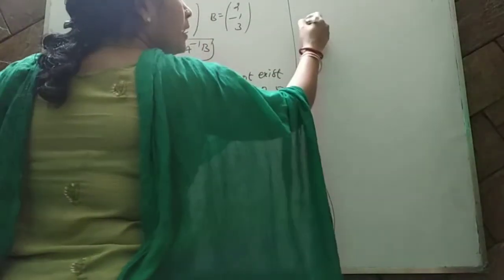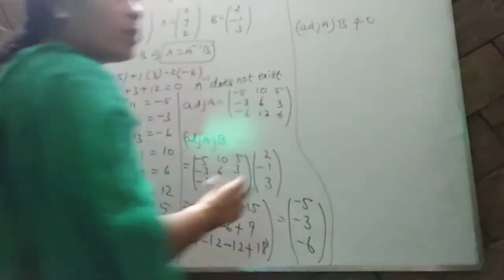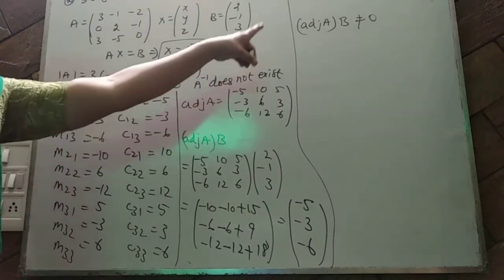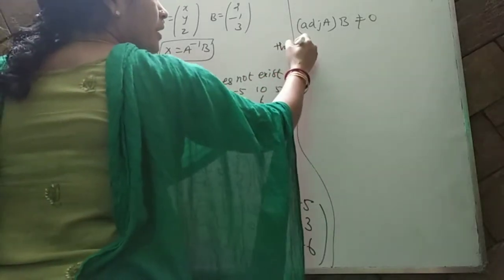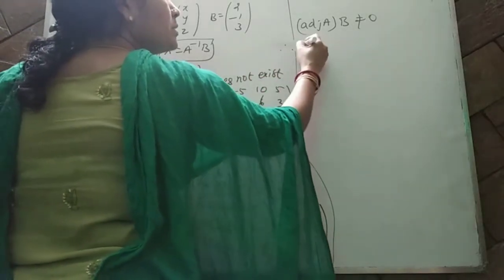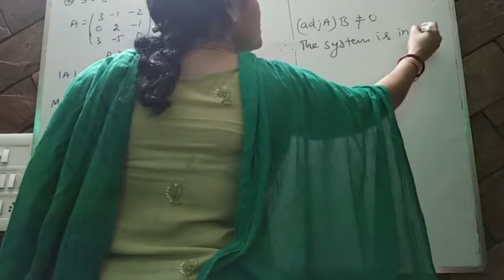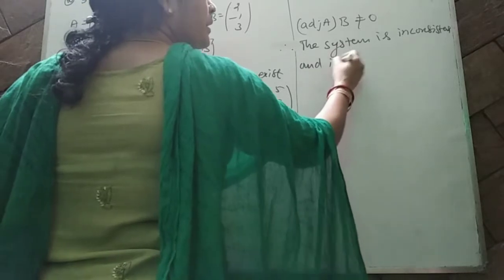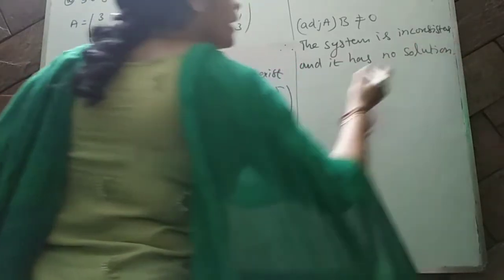Determinant of A is 0 and adjoint of A into B is not equal to 0. Now what can you say about the system, beta? What can you determine? Determinant of A is 0 and adjoint of A into B is not zero. Ma'am, inconsistent. Yes, exactly. Therefore the system is inconsistent, and it has no solution. I have covered all types, beta.